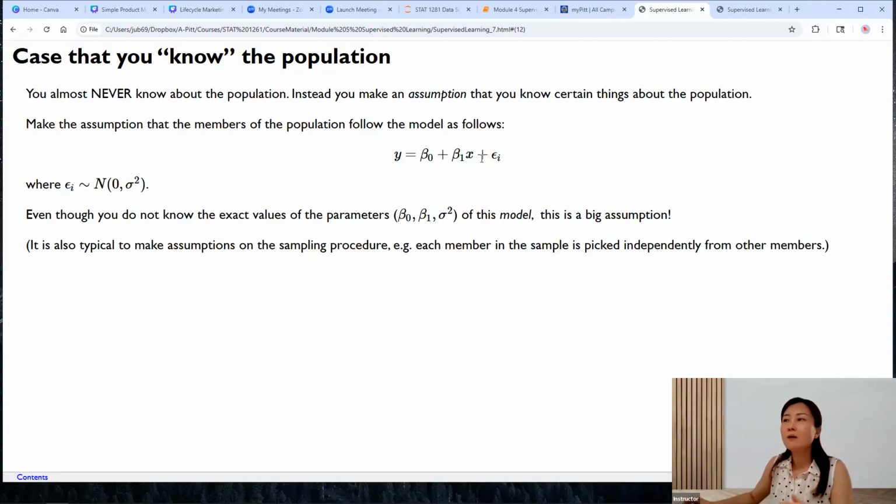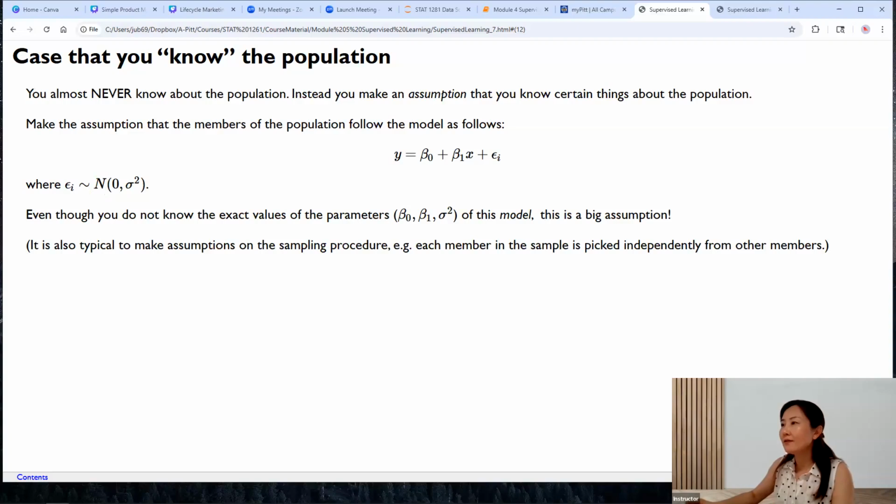We know the population, or in other words, we make an assumption that we know certain things about the population. For example, in a simple linear regression model, if we assume that the error term follows a normal distribution, then we can do a bunch of inferential analysis. For example, we can do a hypothesis test for the slopes, the intercept. We can construct confidence intervals for the mean response, or a single response value, etc. So all of these are based on this assumption: the error term follows a normal distribution.